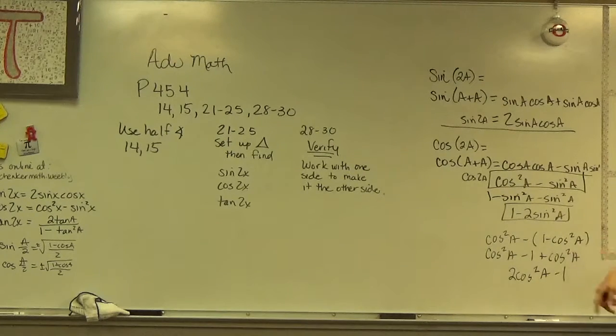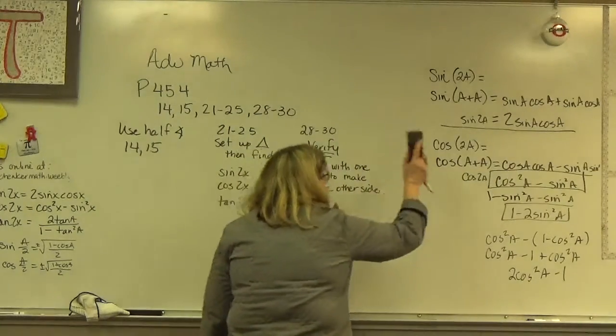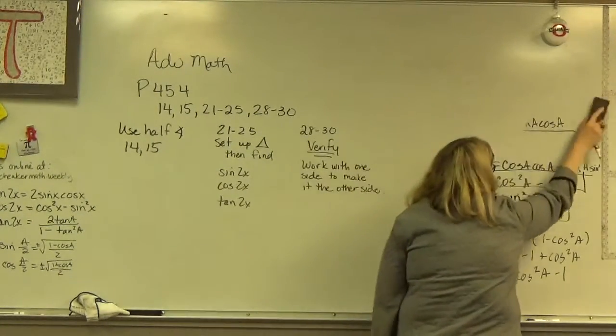I could do sine divided by cosine, or I can use the formula, but mostly sine divided by cosine. So that you didn't have to write down. That was just showing you how to derive them.